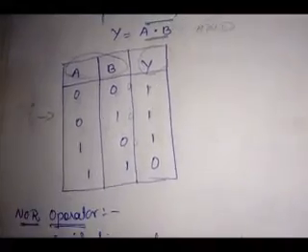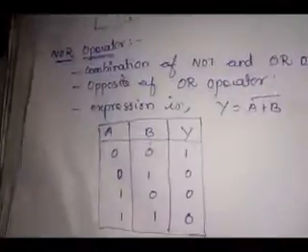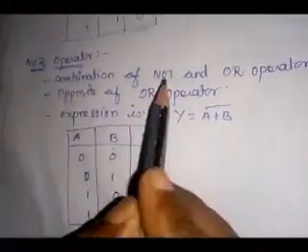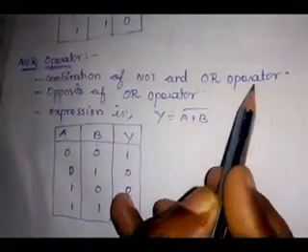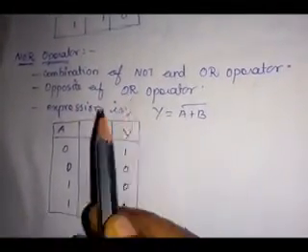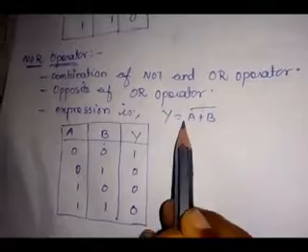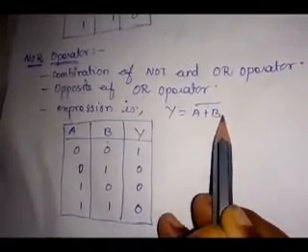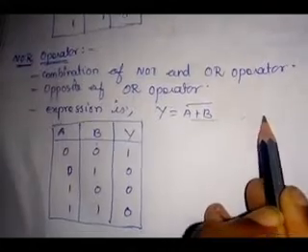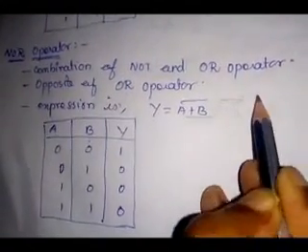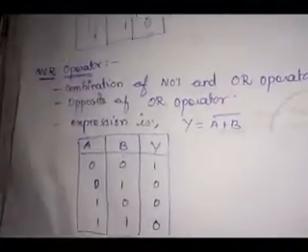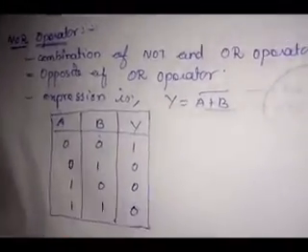The next one is NOR operator. NOR operator is a combination of NOT and OR operator. It is opposite of OR operator. Expression we can write as Y is equal to A plus B, the whole bar. A plus B represents the OR operator. Then this over bar represents the NOT operator. That's why we say combination of NOT and OR operator. The truth table.